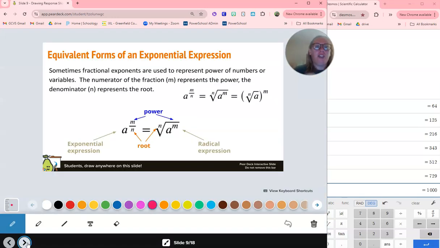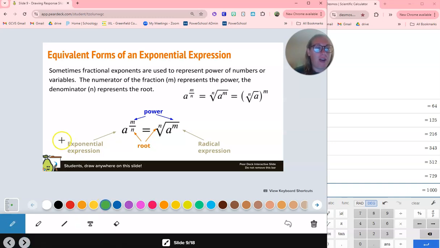Just like addition and subtraction are inverses and really related to each other, and multiplication and division are inverses, very related to each other, roots and powers are also related and inverses of each other. We can use this information to rewrite an expression as having a power or in its radical form. So we're going to talk about how to go back and forth between those two types of forms.